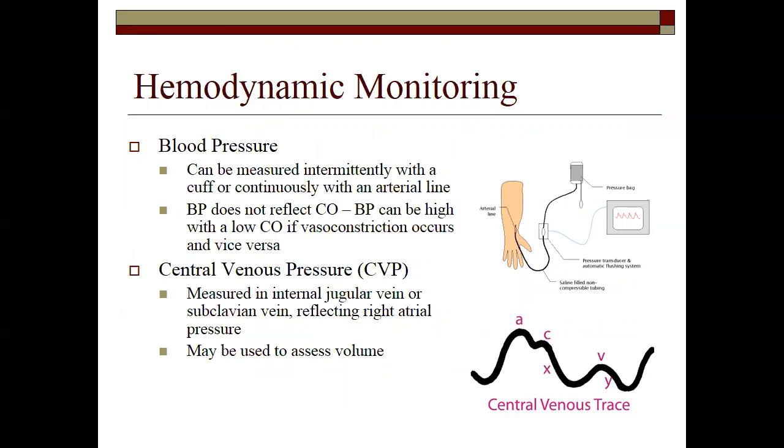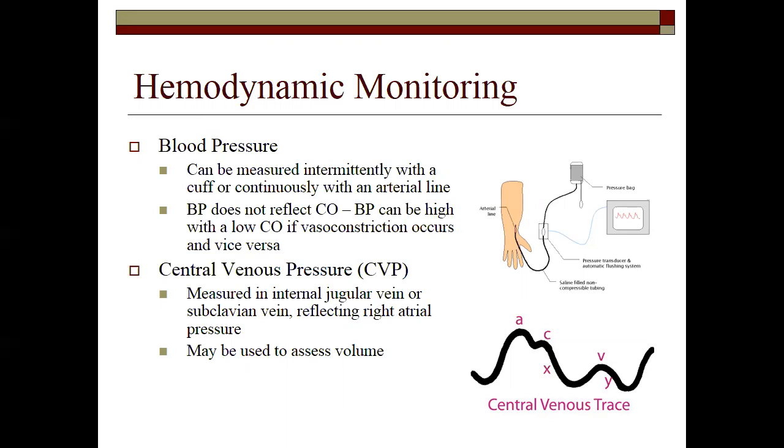So we talk about blood pressure. We can monitor with a blood pressure cuff, or we can monitor invasive blood pressure continuously with an arterial line. The blood pressure does not reflect cardiac output; it just reflects the pressure in the vasculature. So a blood pressure can be high and the cardiac output can be low if there's vasoconstriction, and you can have a high cardiac output and a low blood pressure with vasodilation.